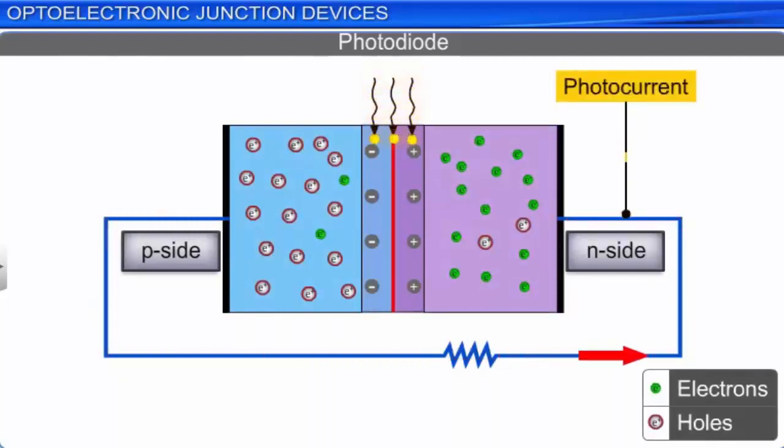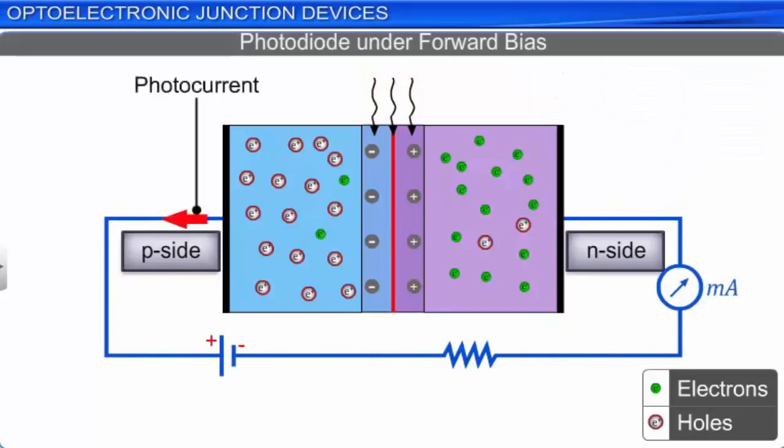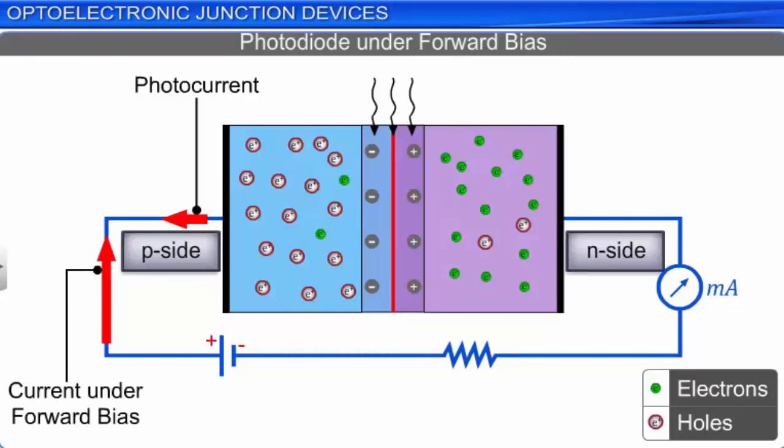The magnitude of the photocurrent increases with an increase in the intensity of the incident light. However, this change is too small to be measured in the absence of any external bias. The magnitude of the photocurrent is too small compared to the large current that flows through the diode under forward bias. Thus, the change in photocurrent with change in the intensity of light is very difficult to measure when a diode is operated under forward bias.